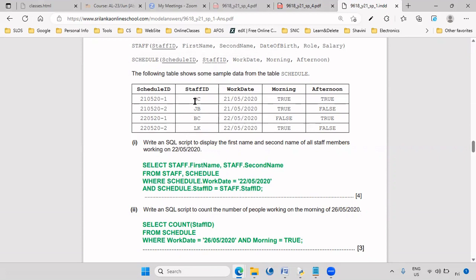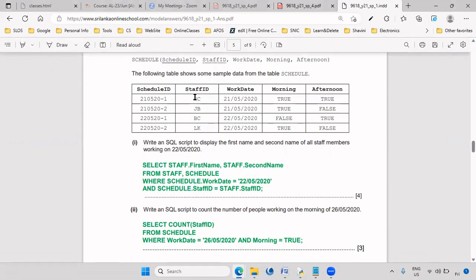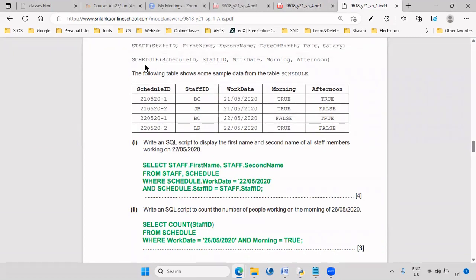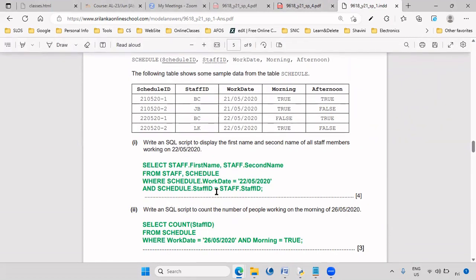there will be staff ID, say BC, and then how do you check? Because this has to be equal to this staff ID name and all that. Just the same staff ID. If the staff ID is equal in the staff file, then you take these two names that they have worked on this particular date.